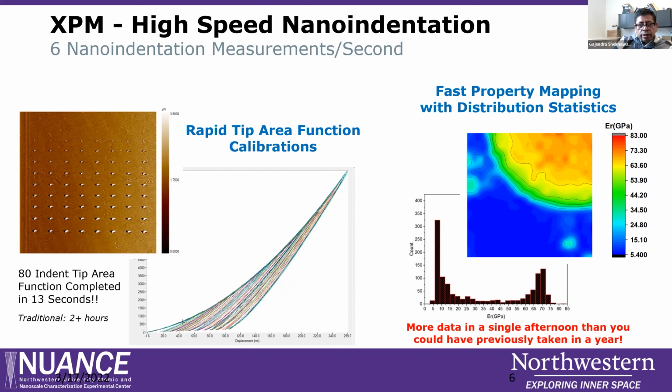In a conventional technique, it usually takes almost 4 or 5 hours to calibrate the tip area function, because we have to do a large number of indents with the different pores, and it takes a while. But here you can do it within a few seconds, and that means every user can have their own tip area functions, and this allows them to properly calibrate the system and get the right amount of modulus and hardness variations within their samples.